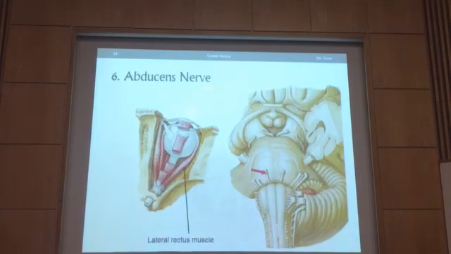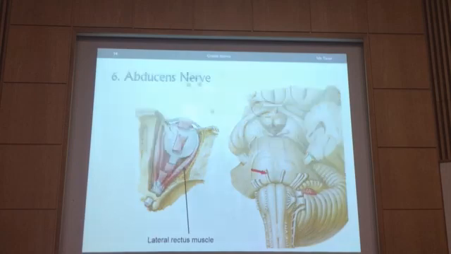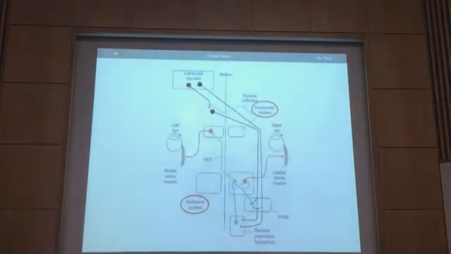The abducens nerve, the sixth cranial nerve that goes out of the brainstem from the pontomedullary sulcus, affects the lateral rectus muscle, and this nerve is in charge of the abduction of the eye. Okay, moving the eye from side to side, and this is just something to say about the coordination of both eyes.